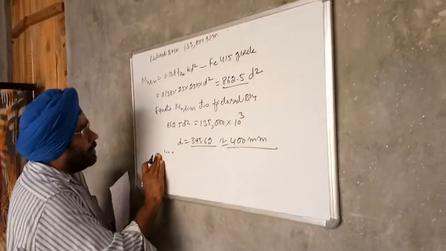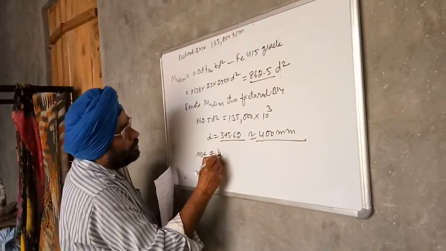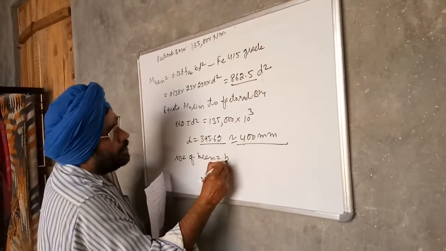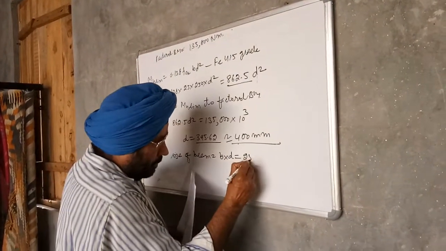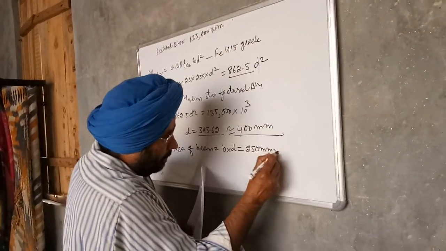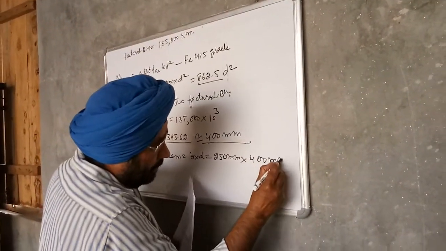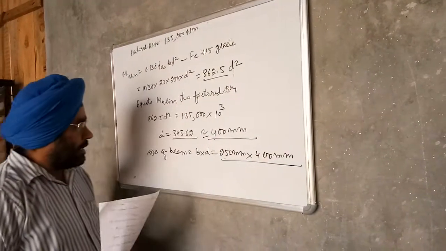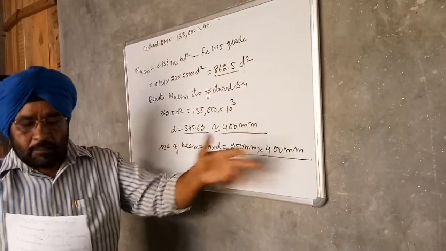Then size of the beam, B into D. So width of the beam is given to us 250 millimeter, and effective depth we have determined 400 millimeter. So this is the required size of the beam. So the value of D we have calculated is 400 millimeter.